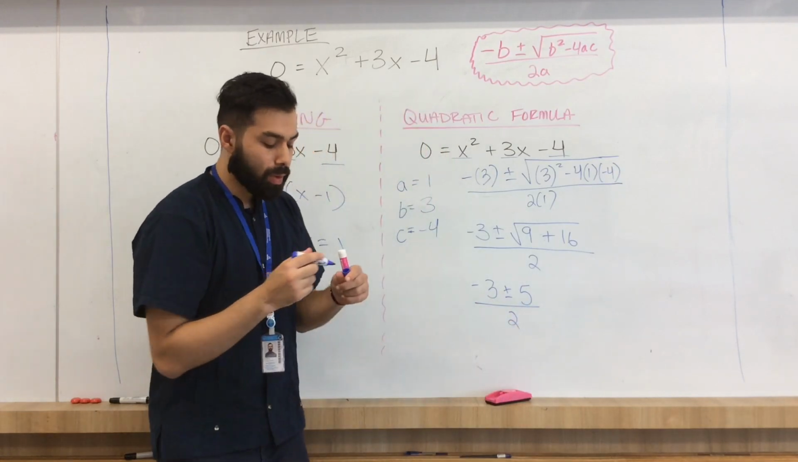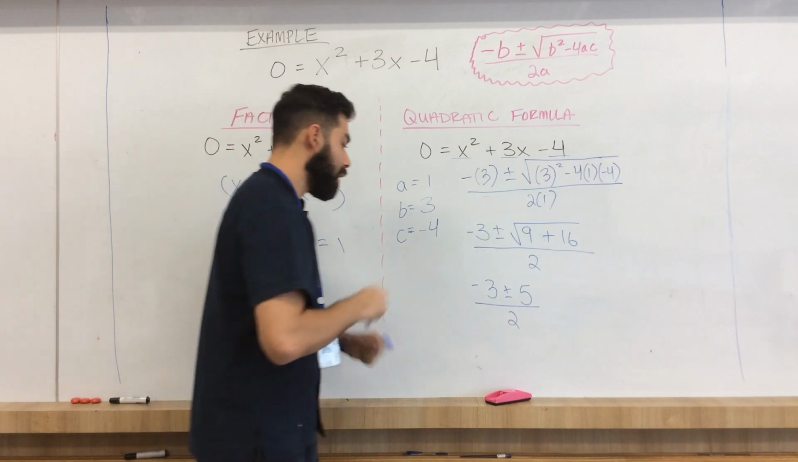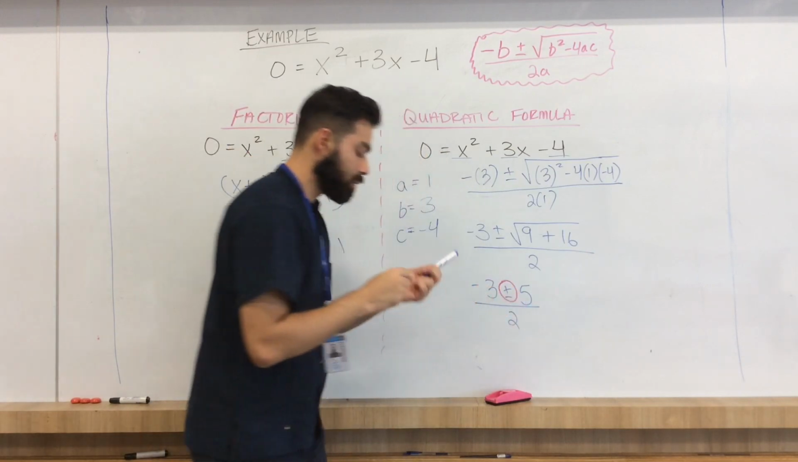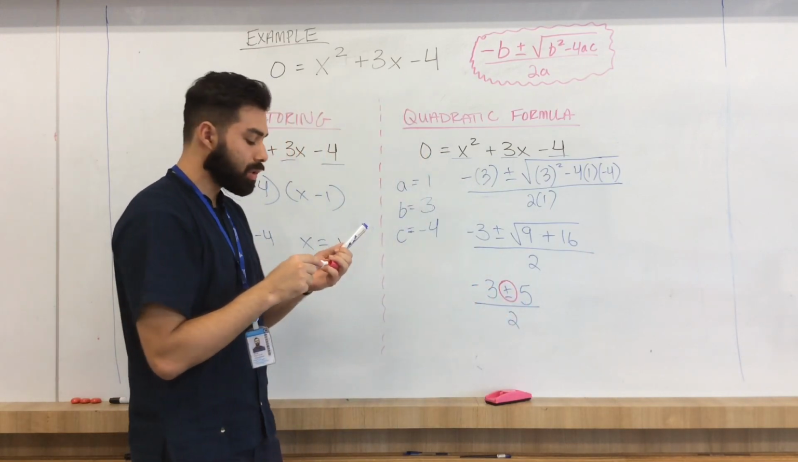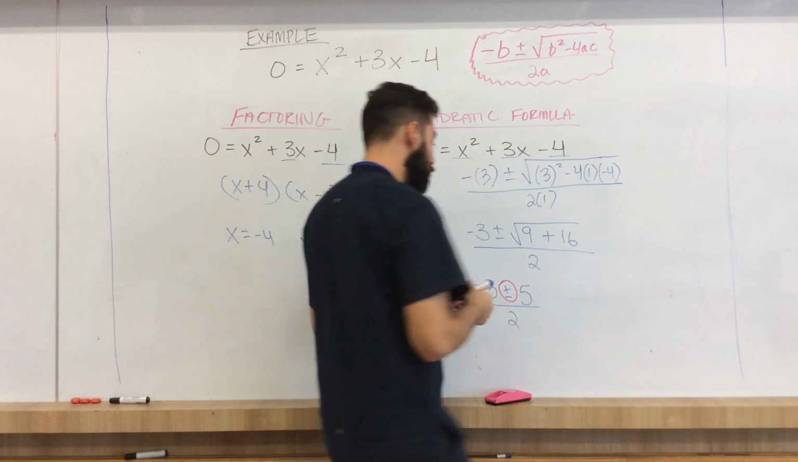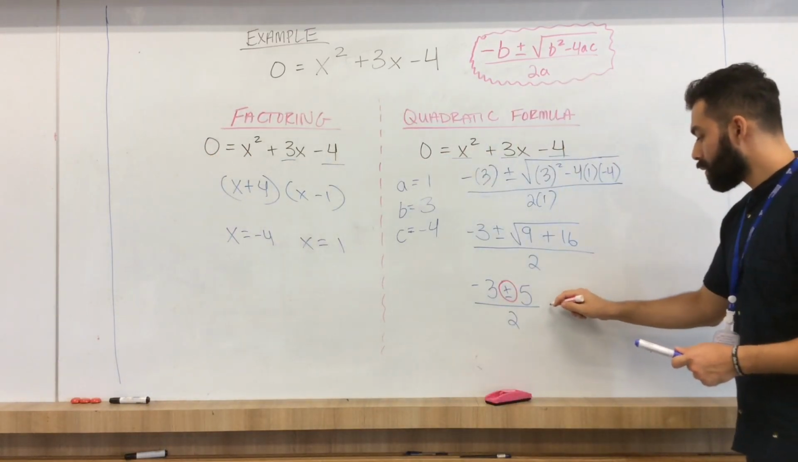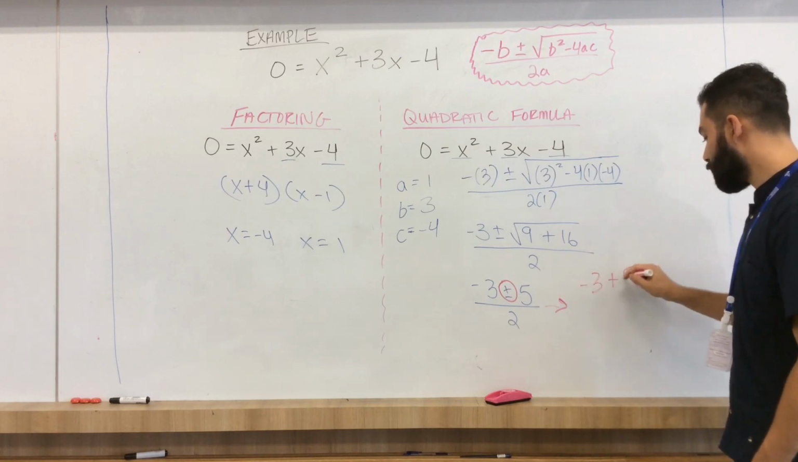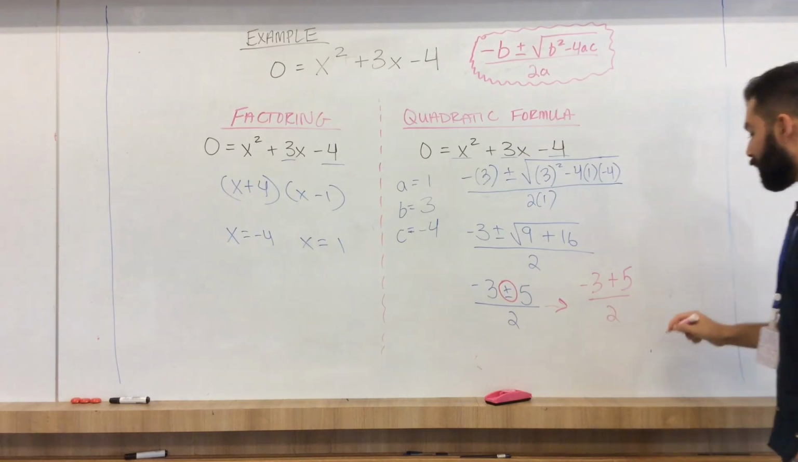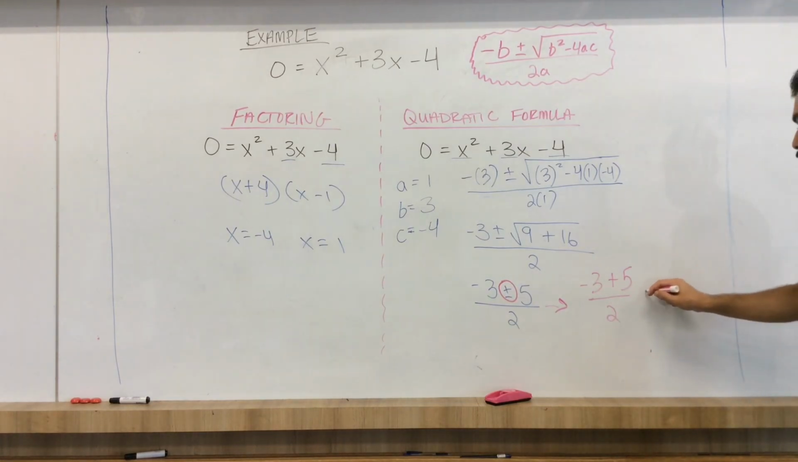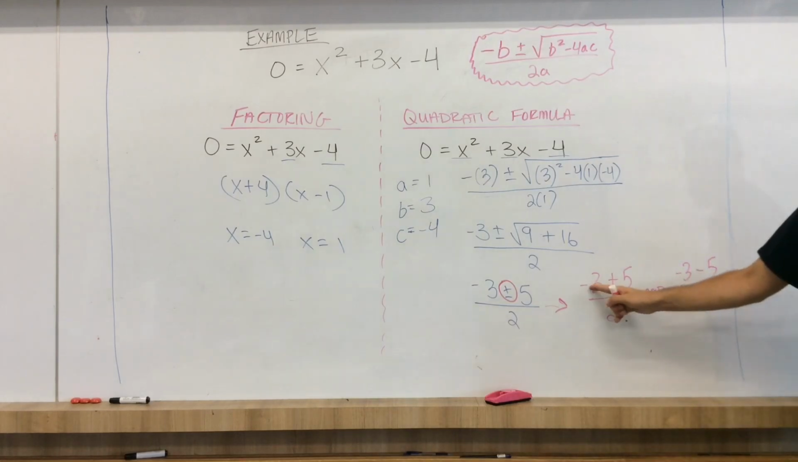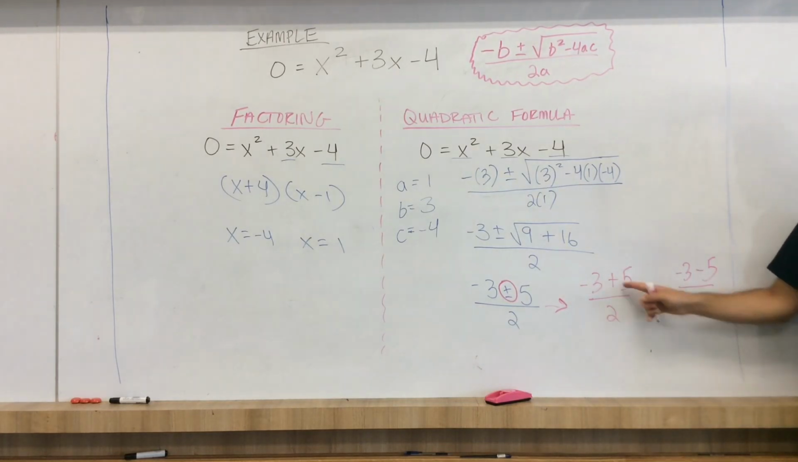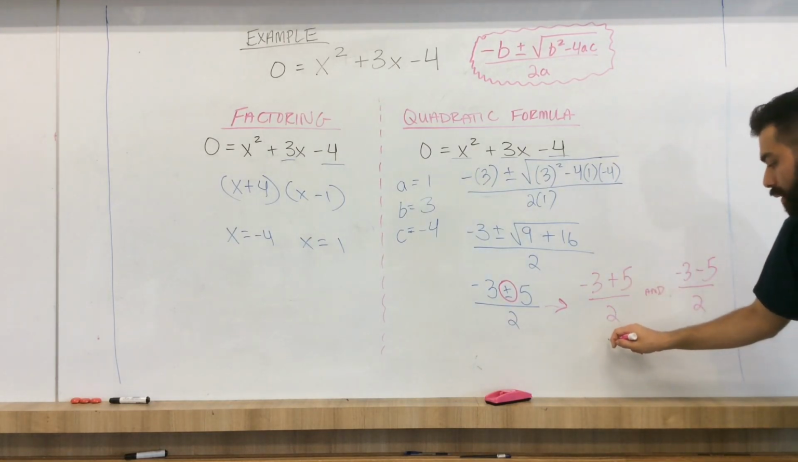I'm going to end up with 2 answers because I have plus or minus. So I'll have 2 solutions for this. My 2 solutions are, one of them is going to be negative 3 plus 5 divided by 2. And my other solution is negative 3 minus 5 divided by 2. So negative 3 plus 5 is a positive 2. 2 divided by 2 is 1.